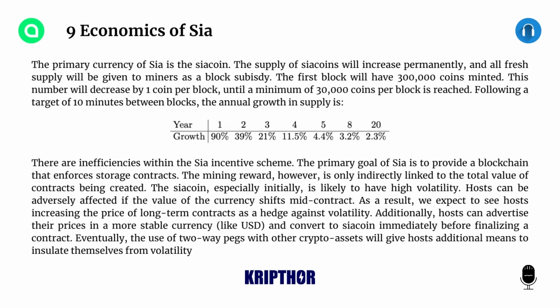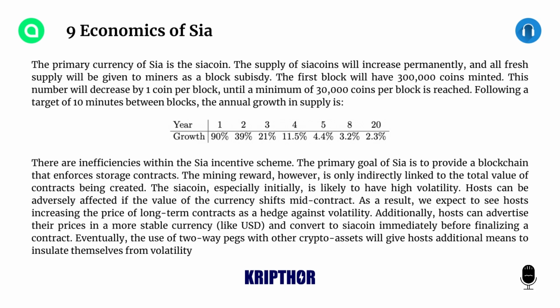9. Economics of Sia. The primary currency of Sia is the Siacoin. The supply of Siacoins will increase permanently, and all fresh supply will be given to miners as a block subsidy. The first block will have 300,000 coins minted. This number will decrease by 1 coin per block until a minimum of 30,000 coins per block is reached. Following a target of 10 minutes between blocks, the annual growth in supply is.